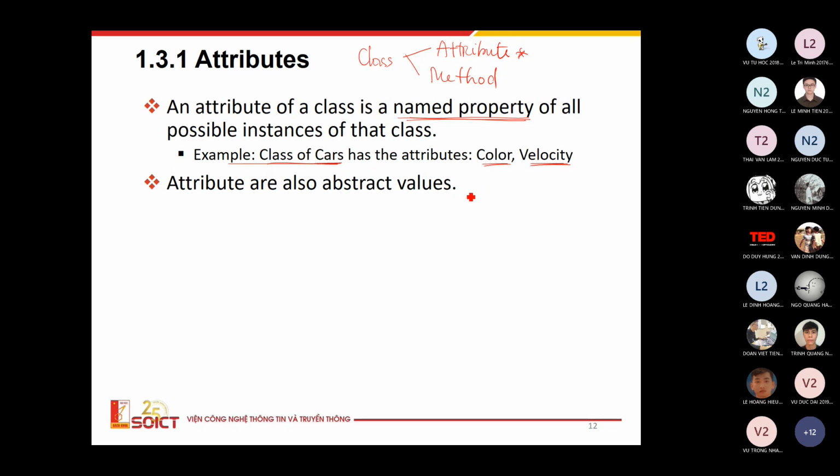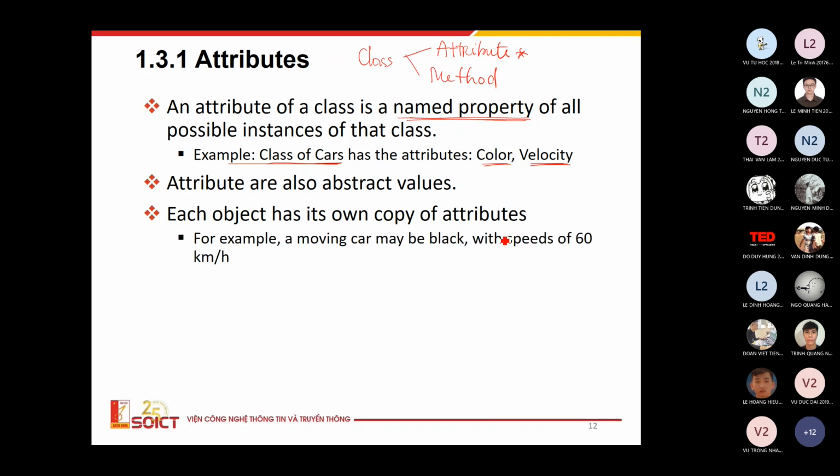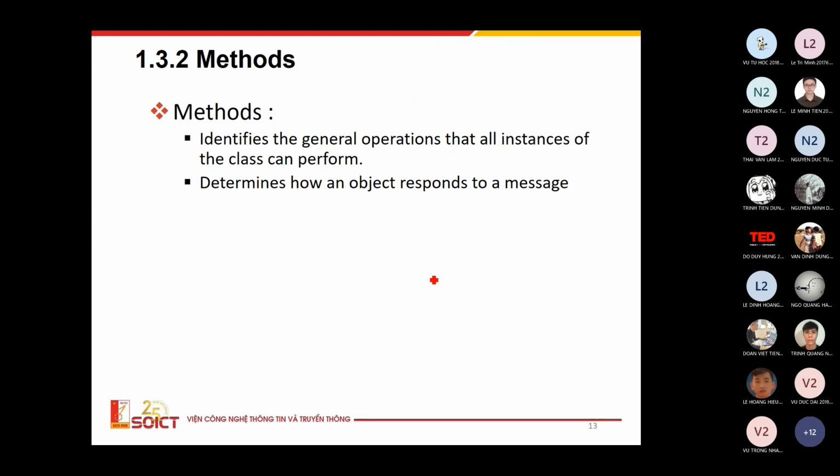That means you use this to describe the property of the class. And each object will have its own copy of the attribute. We know it already. For example, when you describe a car, you describe it with the color and velocity. And when you describe a real object, you will say that the car is black and the speed is 60, for example. And about the method, we know already.